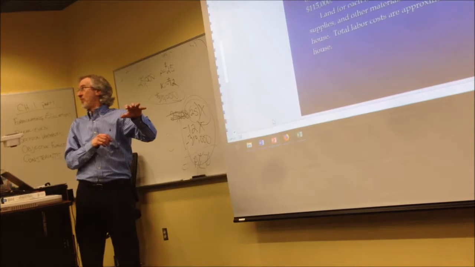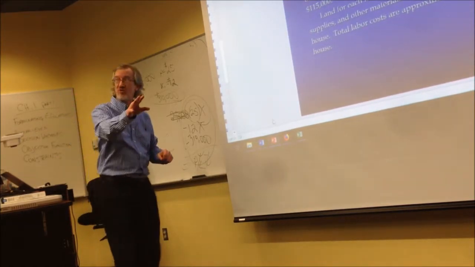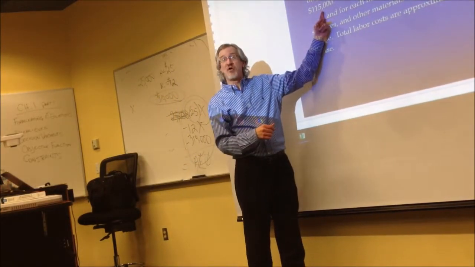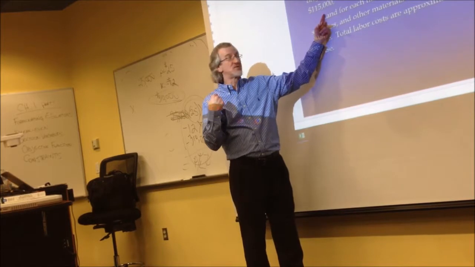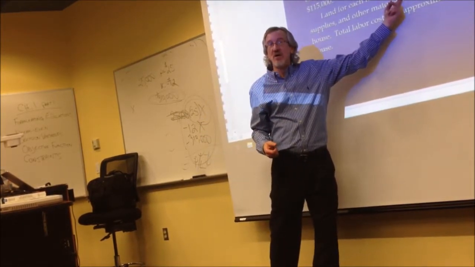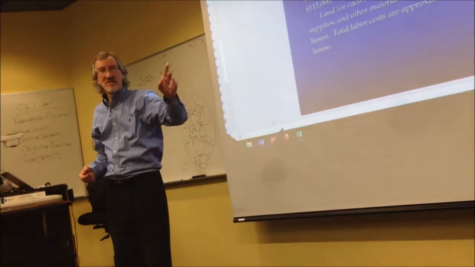The money you're spending without even selling the house, that's your overhead. The money you're spending once you sold the house, that's your variable expenses. If we were to sell a house, it'd be $115,000 in revenue for each house. Here's our expenses. Land for each house, $55,000. Are we going to buy that land to build that house on before we sell the house?